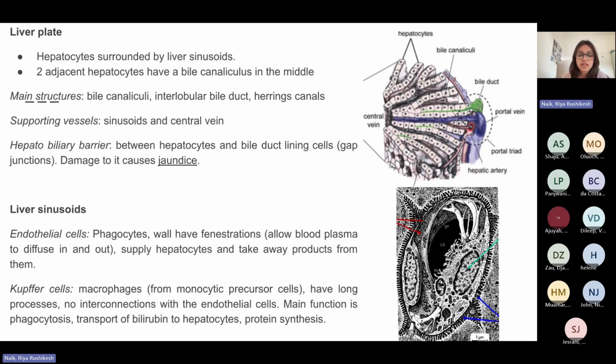Next, the Kupffer cells are macrophages and they are of mesodermal origin, which you don't really need to know in detail right now. You can do that later when you do embryology. They have long processes, and Kupffer cells are not connected to endothelial cells in any way. They're a whole different unit on their own. Their main function is phagocytosis, and they transport a substance called bilirubin to the hepatocytes. Varun will be explaining what bilirubin is in the upcoming slides. The Kupffer cells also help in protein synthesis.